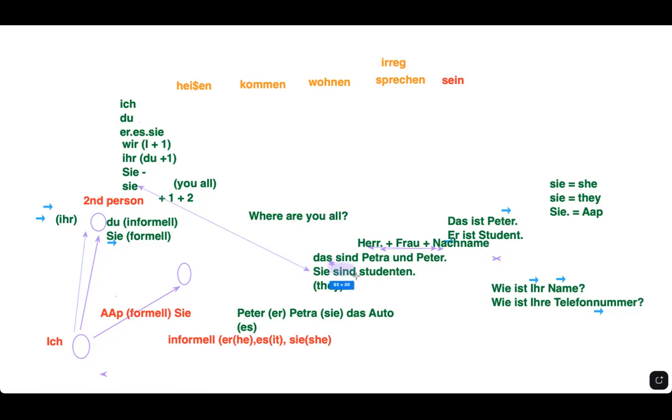Because of that Z, I am using sind. Ich heiße, du heißt, sie heißt, wir heißen, ihr, again now, T. And then these are the same, heißen. So you can write them in one line.